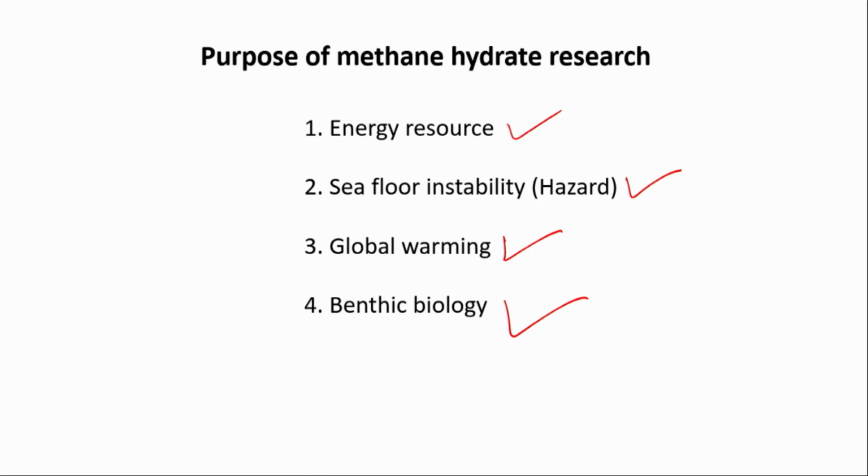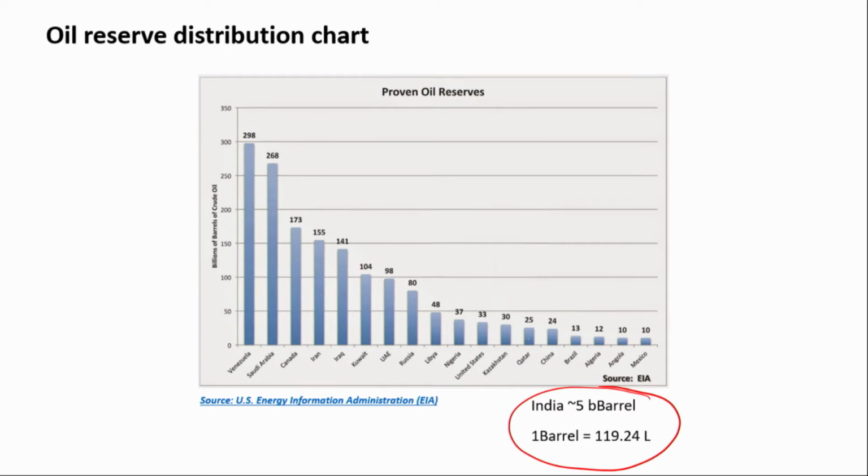We can see that there is an energy resource, there is seafloor instability or hazard mapping, there is a global warming issue, and there is a benthic biology issue. Of this, the benthic biology issue I shall be covering in the next module. When you say energy reserve, you can look at it from the Indian perspective mainly. India has a very small amount of energy reserve. We have very little compared to other oil-rich countries.